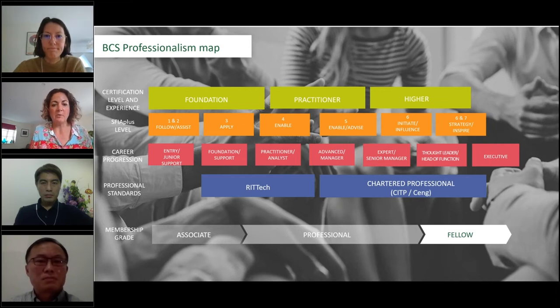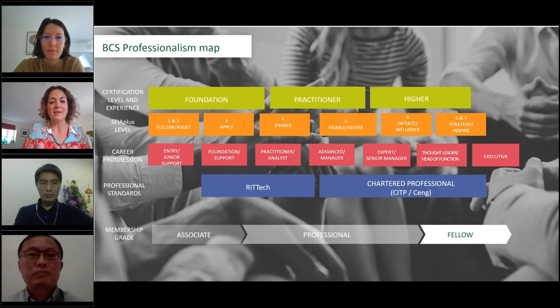But really, we think about professionalism as people's journeys through their career are different, people's entry points are different, and the level of qualifications that people want to take will differ depending on their roles. So we have this whole professionalism map for BCS, which shows the options available to you.